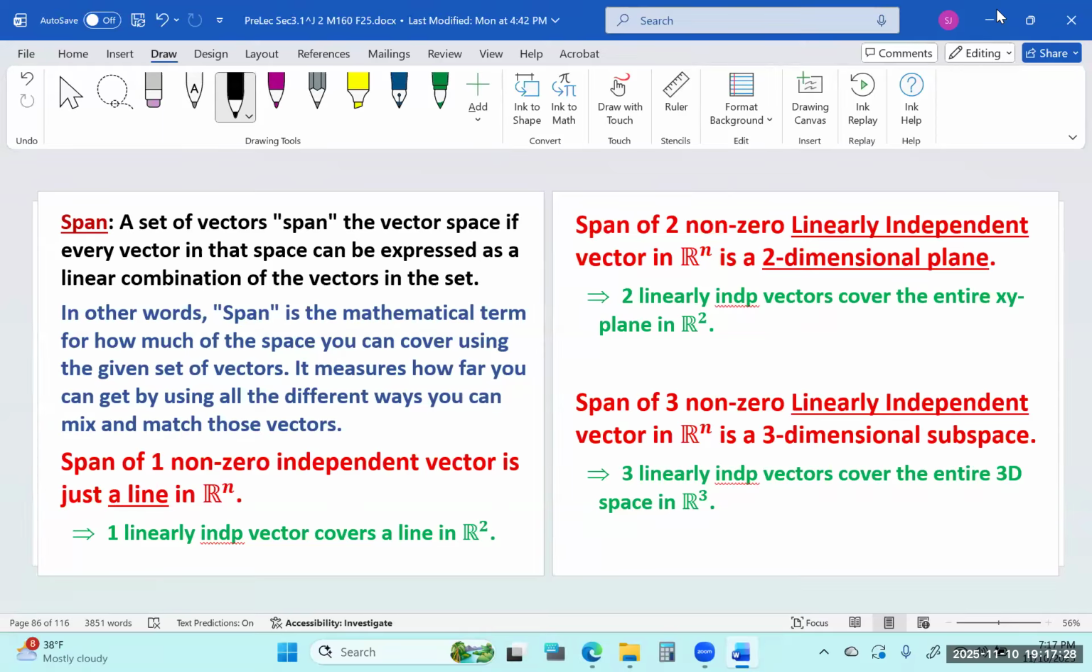If you have three non-zero linearly independent vectors in R3, they cover the entire 3D space. Or if you're in Rn, it doesn't matter which space you are in, R4, R5, the three vectors can only cover 3D space. Okay? So span means how much you can cover using all the linear combinations of the vectors you are given. Any questions so far?